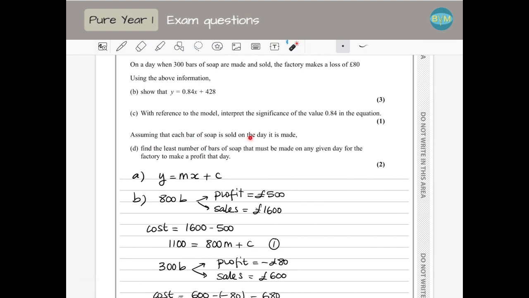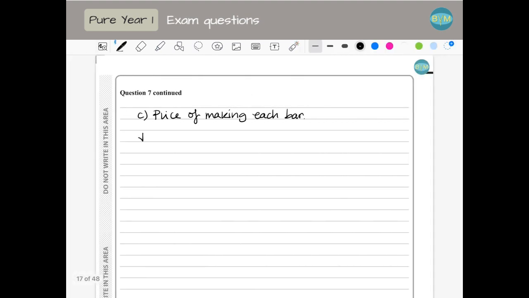Then, assuming that each bar of soap is sold on the day it's made, find the least number of bars of soap that must be made on any given day for the factory to make a profit. So the profit has to be positive, right? The profit is the difference between the sales minus the cost, and we want that to be positive. So the sales is the number of bars times 2, because each bar is sold for £2. So if we produce x bars, the sales are going to be £2 times x bars, minus the cost, and the cost is the equation that we just created.